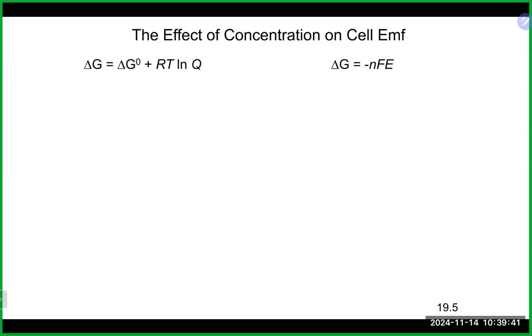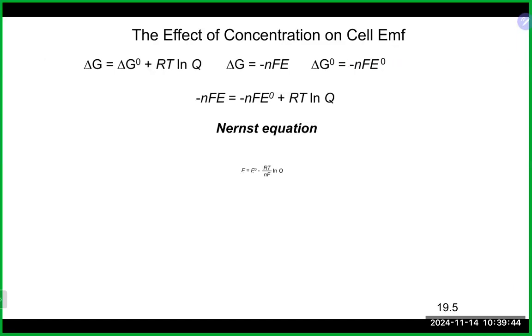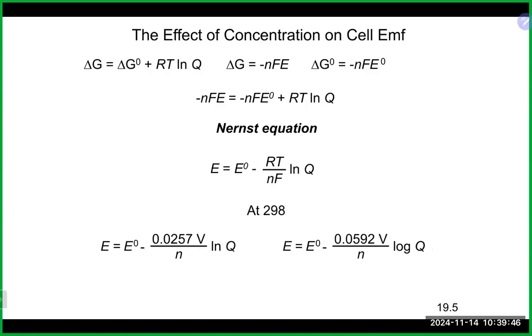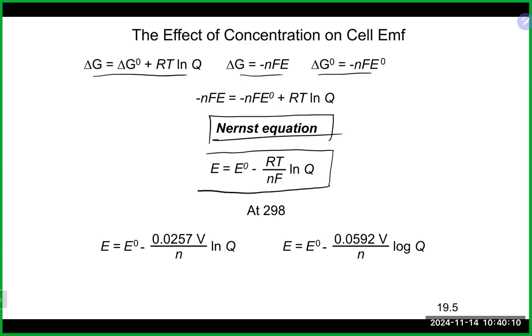So let's talk a little bit about the effects of concentration on the cell voltage. And once again, we can have situations where maybe we're not under standard conditions. And when we're not under standard conditions, we could put together some of our thermodynamic equations along with our cell voltage equations. And we get what's referred to as the Nernst equation here. And the Nernst equation is this guy right here. This is, you could kind of think of it as the cell voltage there under non-standard conditions.